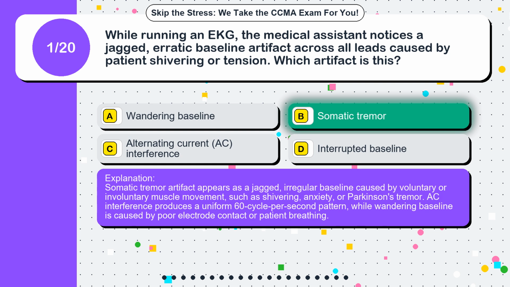Somatic tremor artifact appears as a jagged, irregular baseline caused by voluntary or involuntary muscle movement, such as shivering, anxiety, or Parkinson's tremor. AC interference produces a uniform 60 cycle per second pattern, while wandering baseline is caused by poor electrode contact or patient breathing.